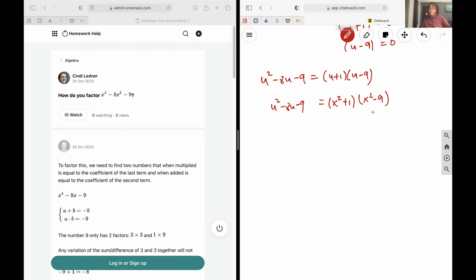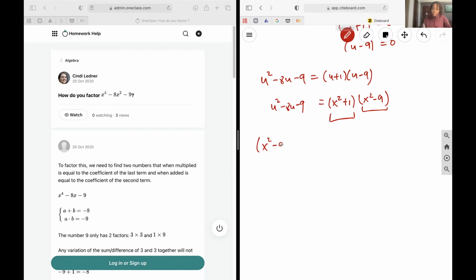I can already see here I have a difference of squares that I can deal with to separate into 2 brackets. Here, I wish I had a difference of squares, but I don't. Instead, I have addition, and addition usually indicates that we're going to get something complex valued in this case. So let's go ahead and do that.